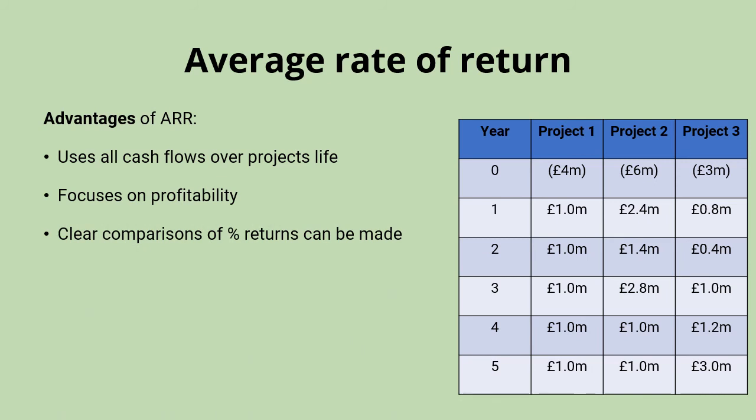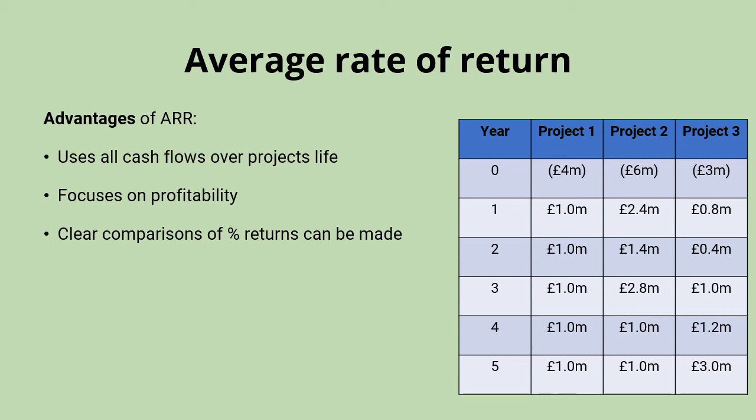It also means that clear comparisons of percentage returns can be made. It's very easy to compare these outcomes. We can see with our 3 projects, the clear winner was project 3 with an average rate of return of 22.7%, much higher than the other 2 options.